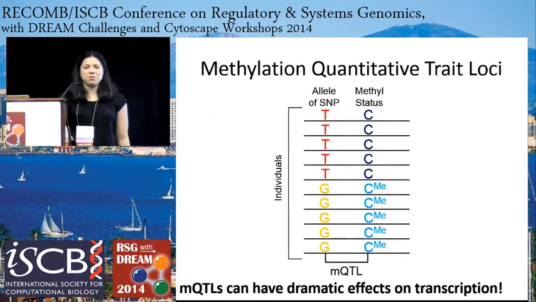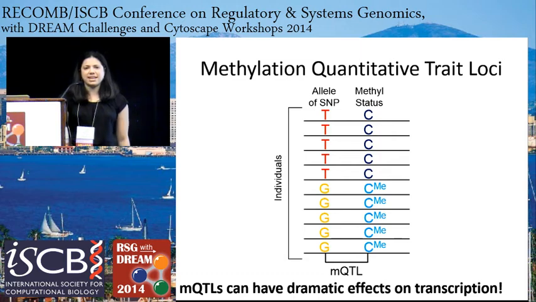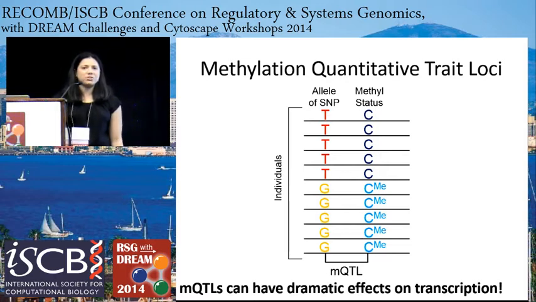So methylation has been shown to be a heritable trait. There are a number of studies that have demonstrated that it can be passed on from generation to generation. Because of this, it is interesting to study genetic variants that are associated with DNA methylation. If we have an allele of a SNP that is highly correlated with the methylation status of a nearby CpG, by which I just mean whether or not that CpG is methylated, we call that SNP a methylation quantitative trait locus, which we abbreviate as MQTL. Because methylation can play an important role in transcription, MQTLs can also have dramatic effects on transcription.